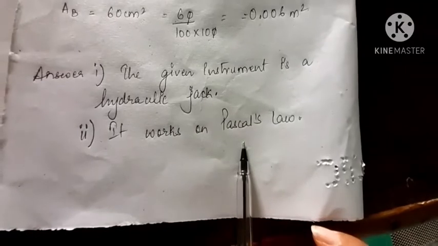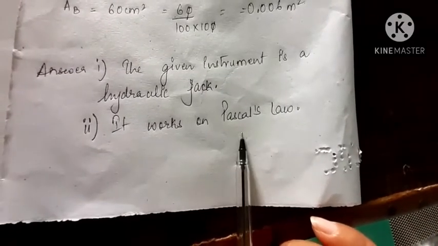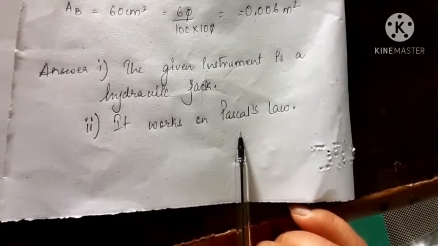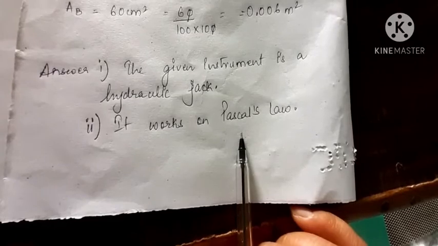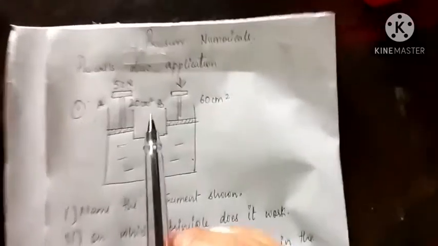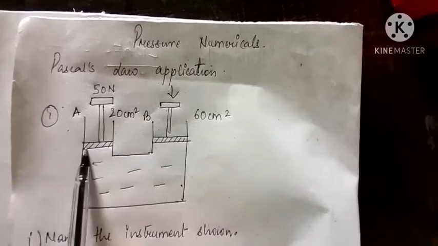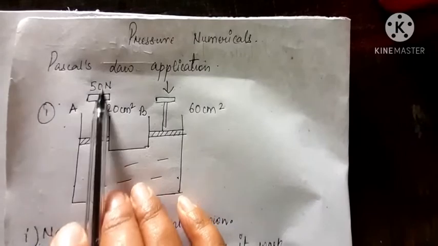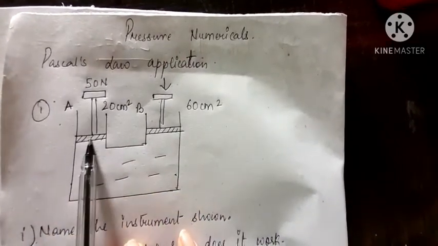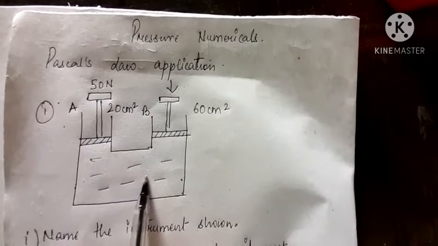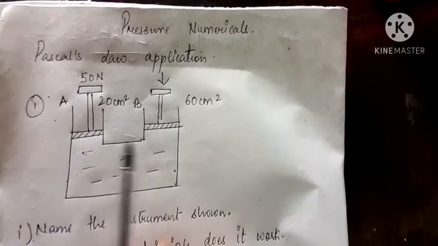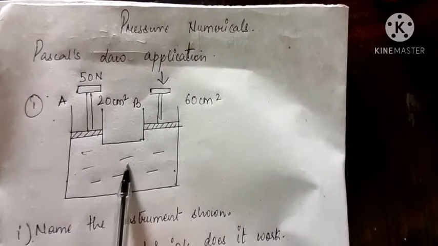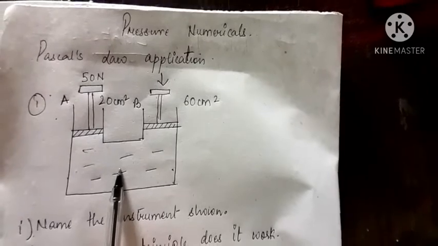According to Pascal's law, when liquid is kept in a closed container and external pressure is applied, the liquid will exert equal pressure in all directions of the container. So in this diagram I can see that this is a container and it is closed and inside this there is liquid. So when we apply a force on one side of the container, this liquid will apply equal pressure on the other side also. Based on Pascal's law, this machine is made. Now we have to go to solving the numerical of the third question.